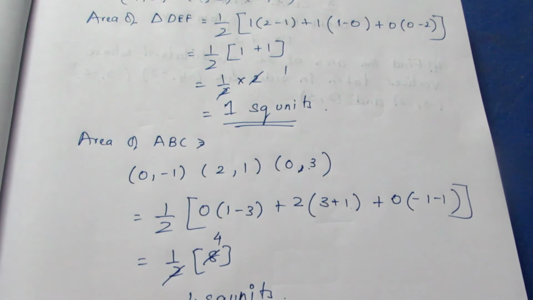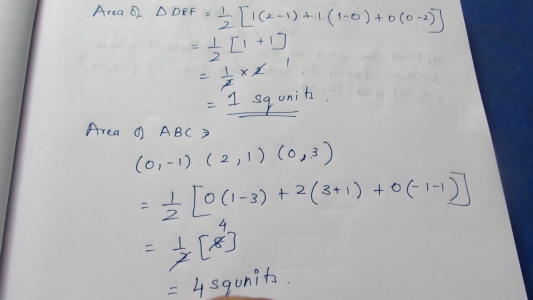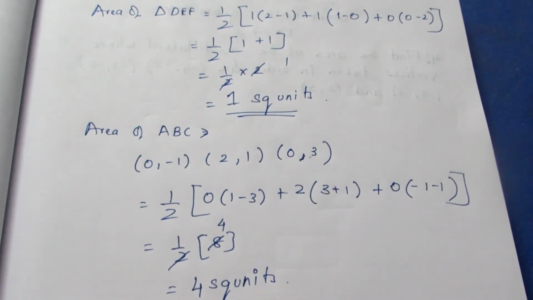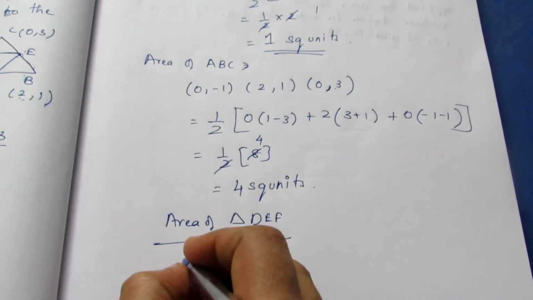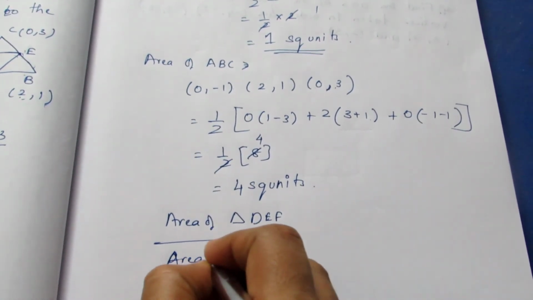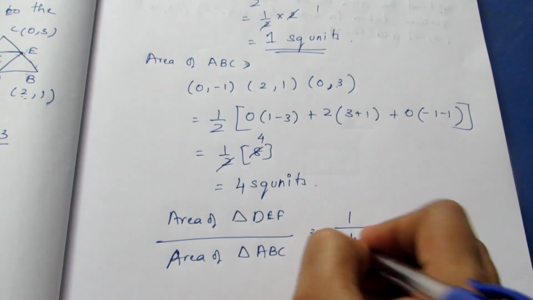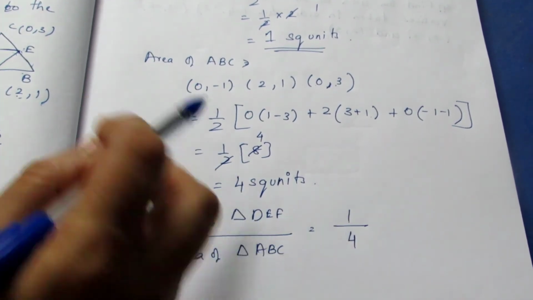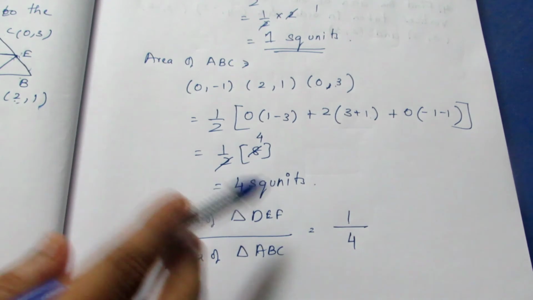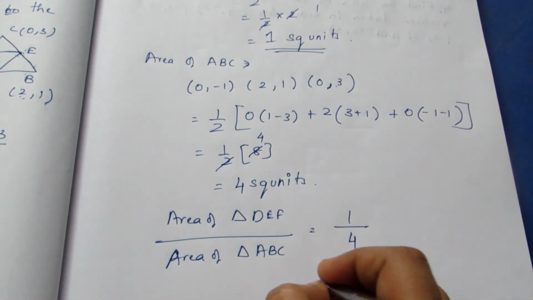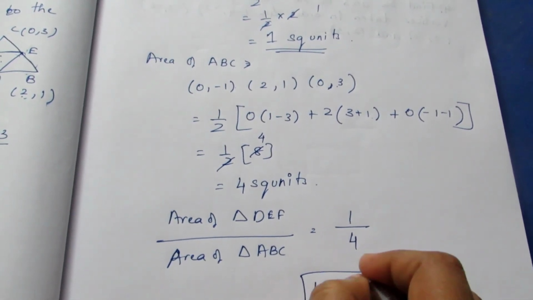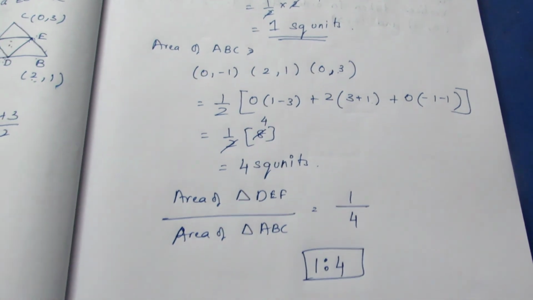They have asked us to find the area of triangle DEF by area of triangle ABC, that is 1 by 4. Area of triangle DEF is 1. Here it is 4, so 1 by 4. The ratio is 1:4. This is the final answer for the sum.